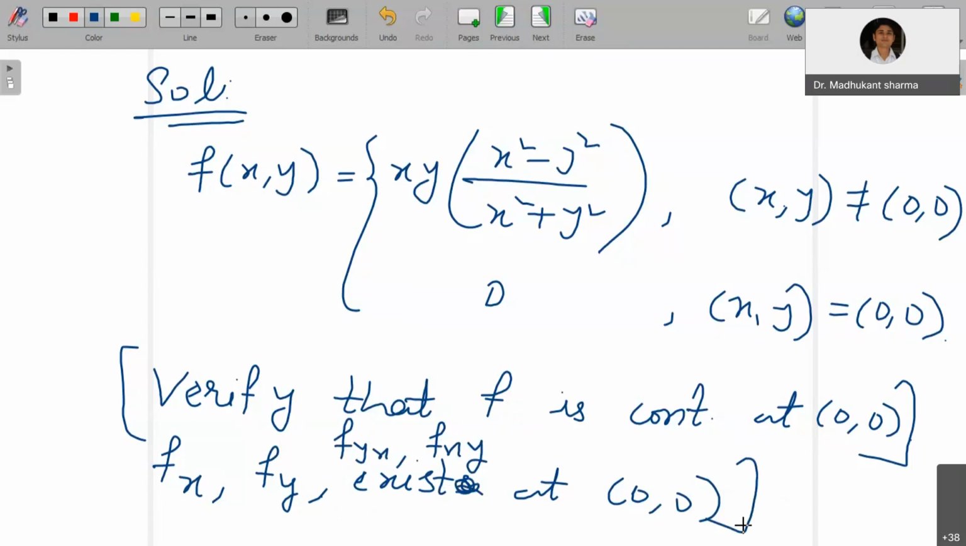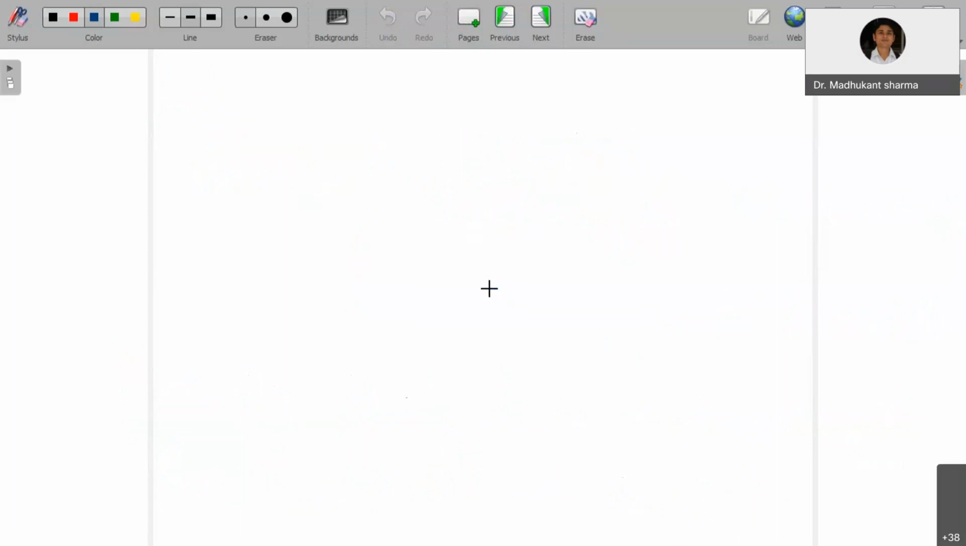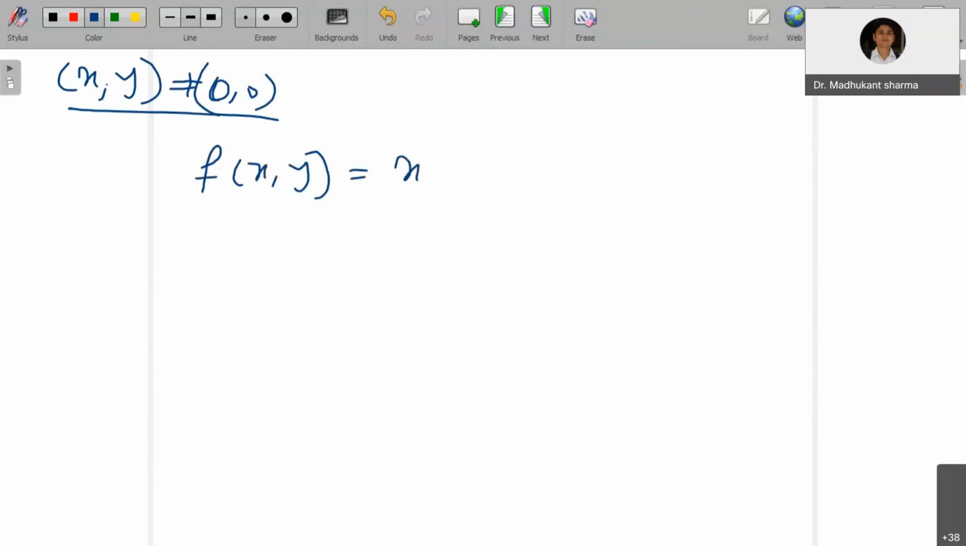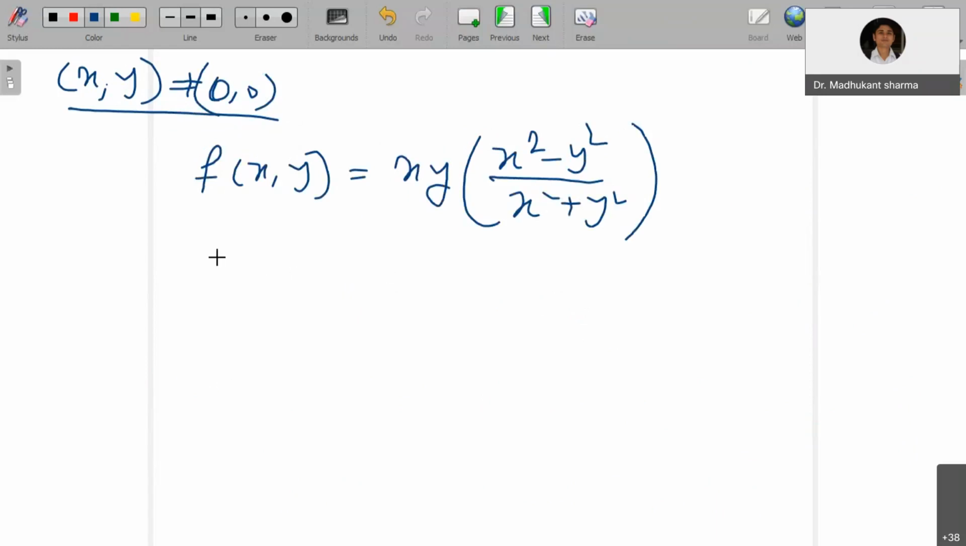Now once f is continuous, I'm going to differentiate partially with respect to x and partially with respect to y, and then we'll see what happens. For (x, y) non-zero, I have the definition f(x, y) equals x times y times (x square minus y square) divided by (x square plus y square). Now differentiate partially with respect to x.